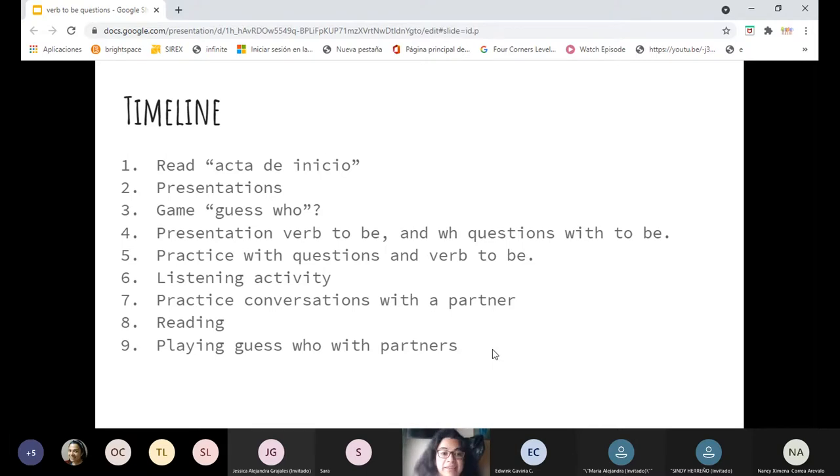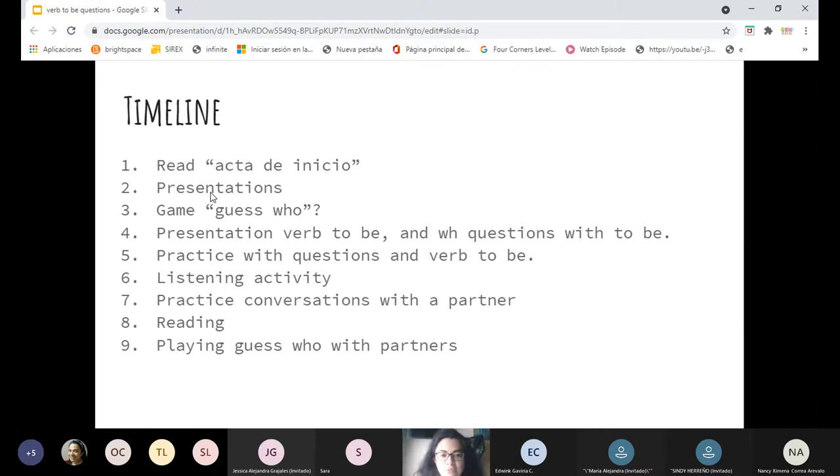We're going to play Guess Who. We're going to have the presentations. Remember, today you were supposed to prepare a presentation with some objects. It's not technically a presentation. It's more like a description and we guess the object. Okay, we're going to be practicing with Guess Who, which is what we practice. It's a game to discover a person.